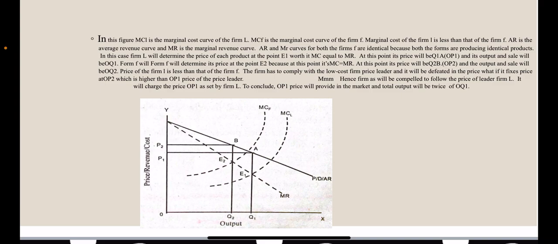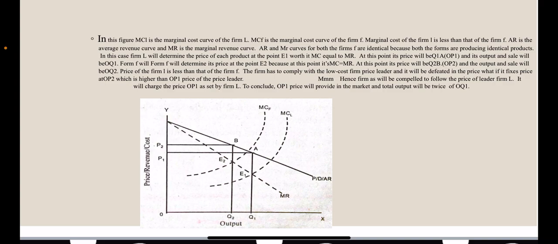Here the price of the firm L is less than that of the firm F. The firm F has to compete with the low cost firm L, the price leader, and it will be defeated in the price war if it fixes price at OP2, which is higher than OP1, the price of the price leader. Hence, firm F will be compelled to follow the price of the leader firm L.